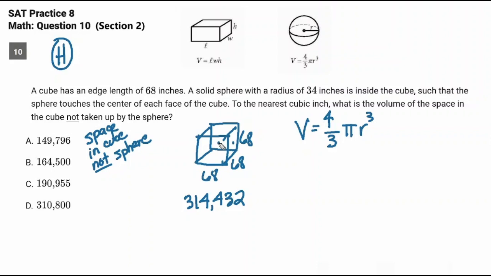The center is right here. So there's going to be a radius. How long is that thing going to be? It's going to be half of one of the lengths of an edge of the cube. So it's going to be half of 68, which is 34. So it's 4/3 times pi times 34 to the third. 34 to the third, what's that? Calculator math. It's 39,304.